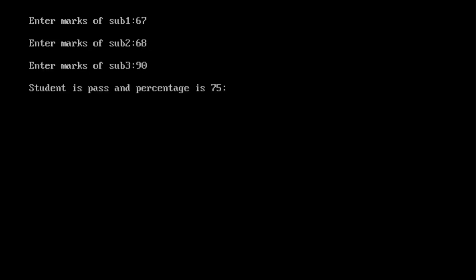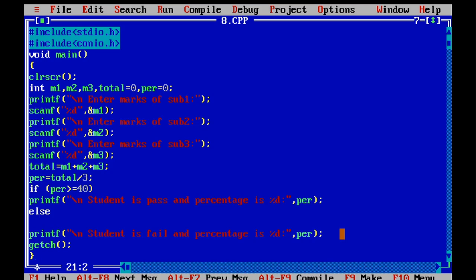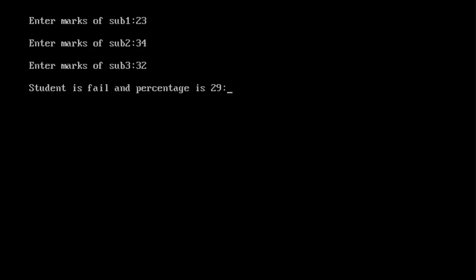Now I run this code. Now let's enter subject marks: 67, 68 and 90. You can see that the student is pass and the percentage is 75. Now I can again check for the fail condition. So let's enter 23, 34 and 32. So you can see that the percentage is 29 and the student is fail.